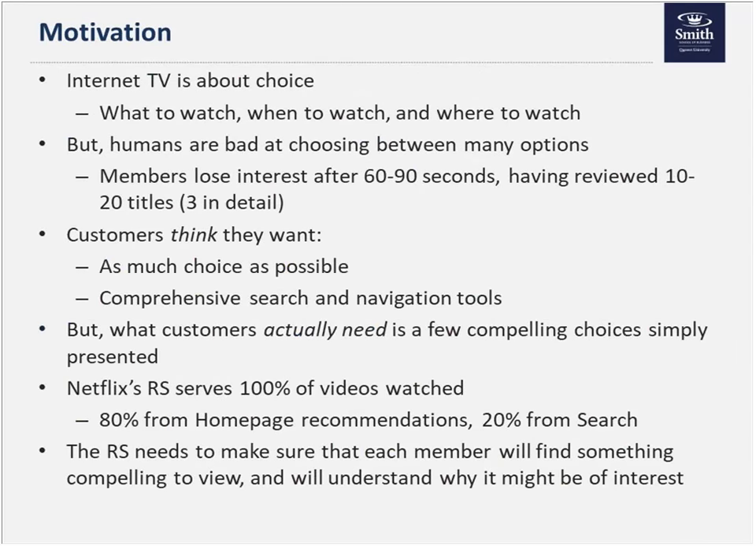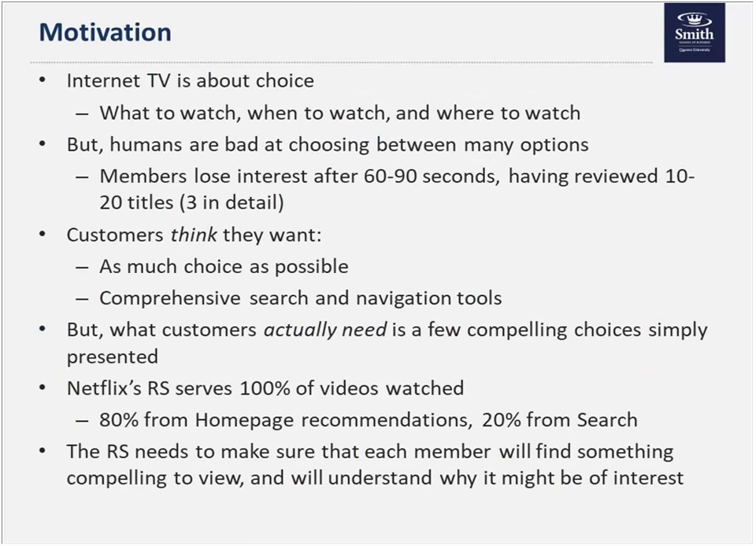But here's a bit more motivation. From Netflix's point of view, Internet TV is about choice. They want to give people the choice of what to watch, when to watch it, and where to watch it. However, they have found that humans are really bad at choosing between a lot of options. So they have done some data analysis and found out that members lose interest after 60 to 90 seconds, having reviewed at most 20 titles and only 3 in detail. So said another way, if one of their members hasn't found something to watch within 90 seconds, then they're going to leave and go somewhere else.